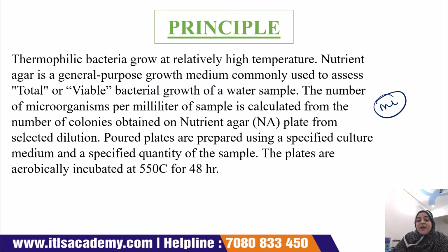Now, it can be calculated from the number of colonies which we get on a nutrient agar plate when a dilution is performed. What we are going to do first of all is perform a dilution, as I already told you. When we are doing a microbial analysis, first of all we have to perform a dilution. Then after that, we select a particular dilution, and with the help of that dilution we do a plating. So here the plating will be done with the nutrient agar plate.